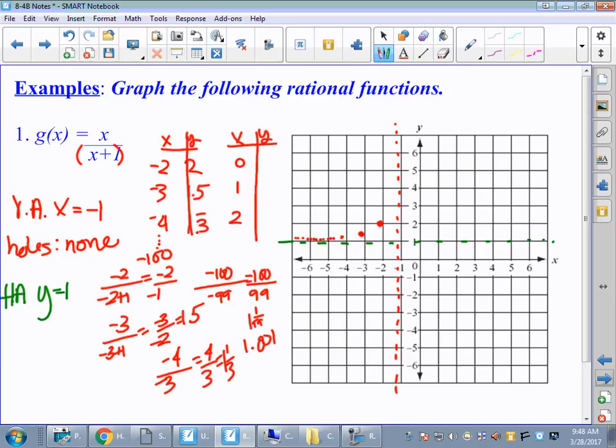Once we establish that, we put it in, and that creates a horizontal asymptote for the other side of the graph as well.